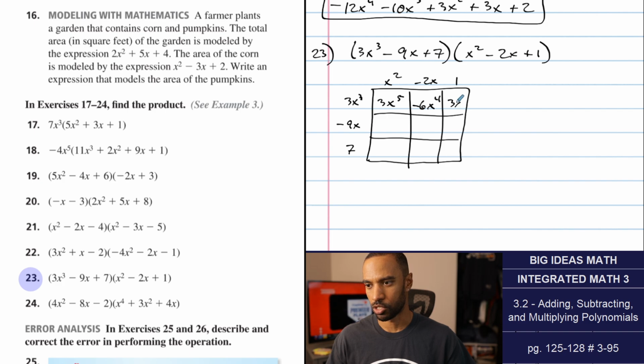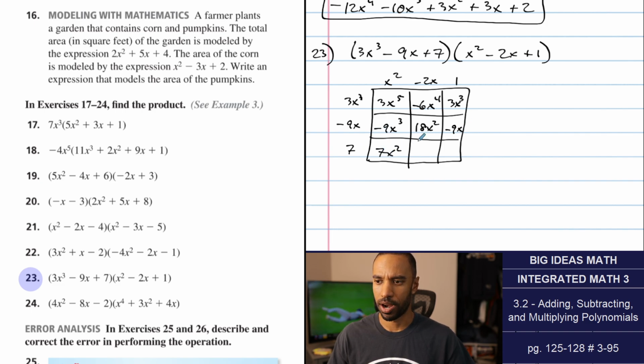And then there's 3x cubed here. I made this kind of small. I apologize. This is negative 9x cubed, positive 18. I don't know why I wrote the plus there. Positive 18x squared. And negative 9x. And then 7x squared minus 14x and 7.